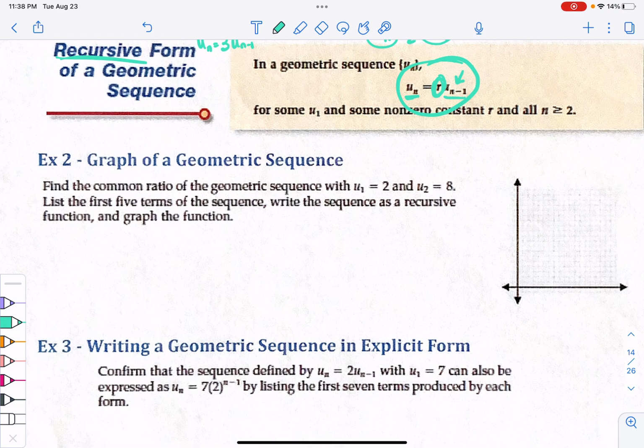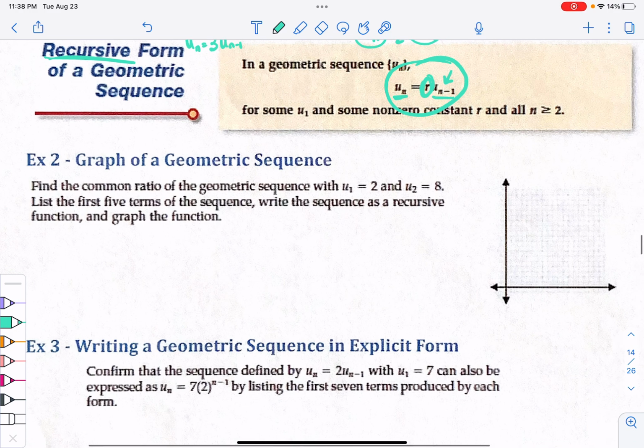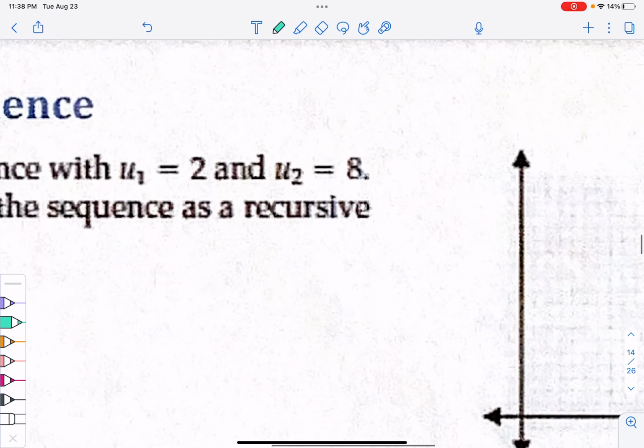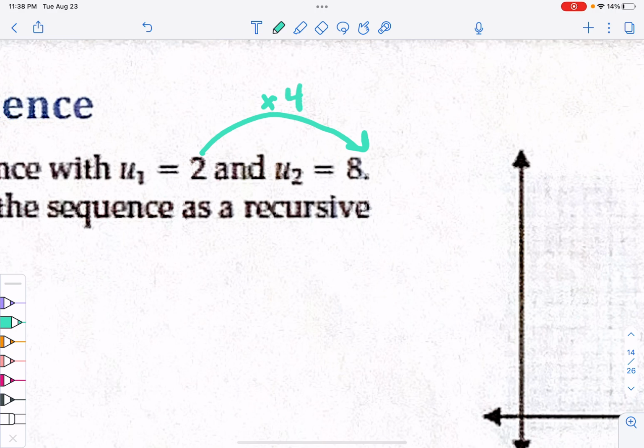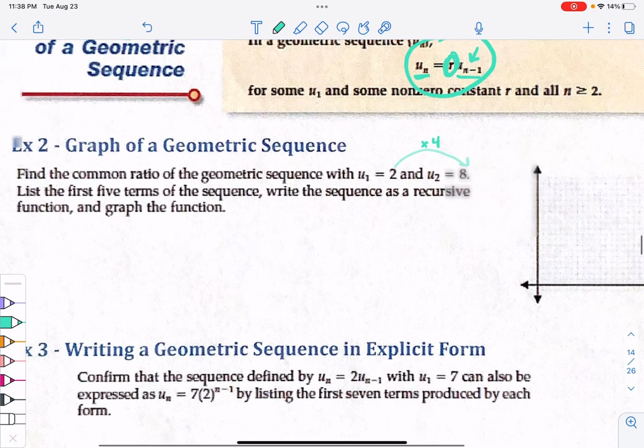So example 2: find the common ratio of the geometric sequence where the first term is 2 and the second term is 8. Okay, now they only give me 2 terms. If they said that this was an arithmetic sequence, like I was adding something each time, I would say you're adding 6. But they don't tell me that. They tell me it's geometric. So in this case, I know I'm multiplying by something to get from 2 to 8. And that has to be times 4. So if they tell me it's a geometric sequence, I know I'm multiplying, and I'm taking this one times 4, so r is 4.